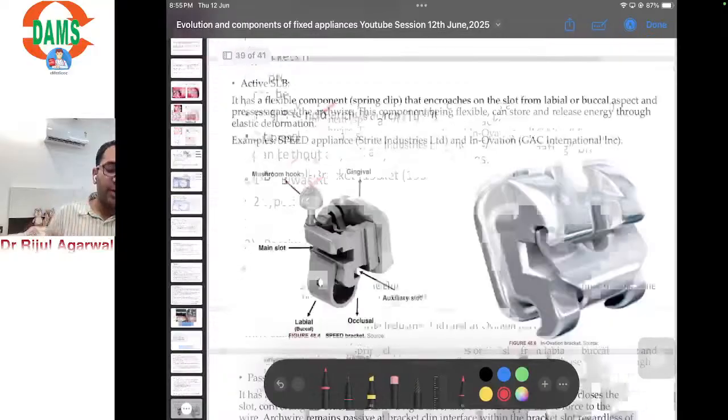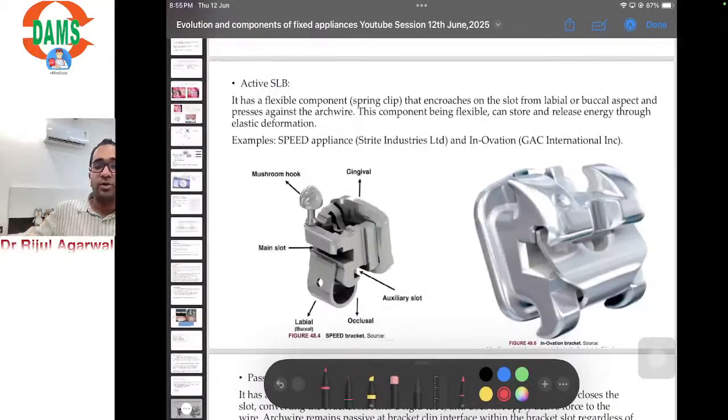So what is an example of active? First concept, as I've already told you, they have a flexible component or a spring clip which exerts active force on the arch wire. Okay, examples are very, very important. Examples are speed appliance and innovation. Please do remember these examples, they are very important.